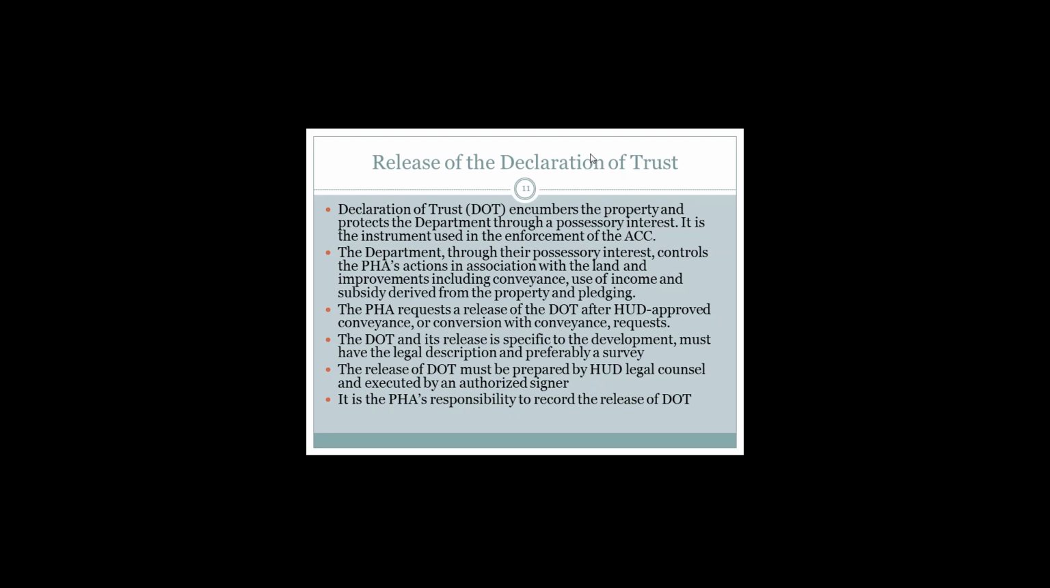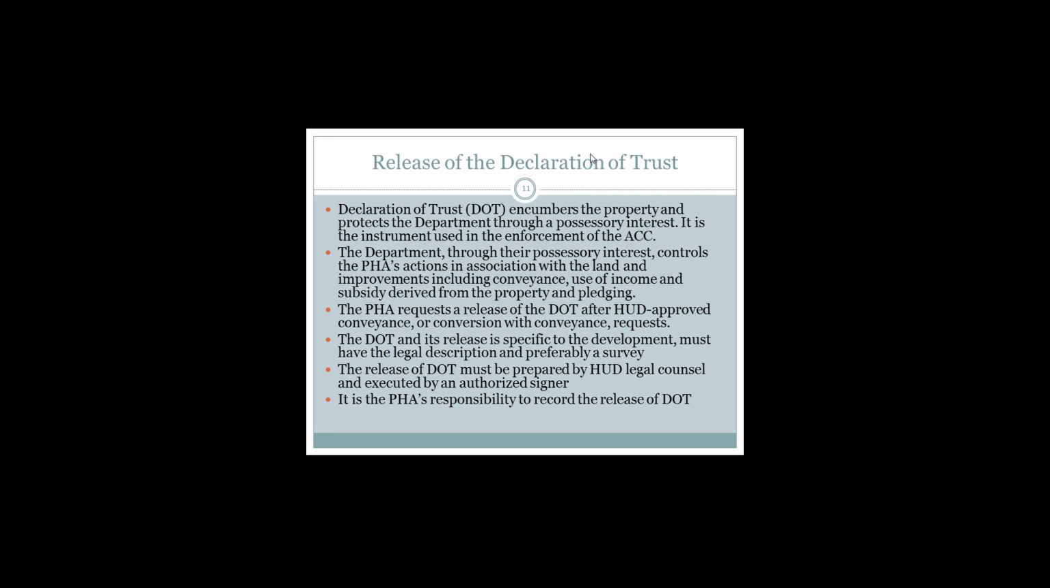We can control their actions. The department, we HUD, we can control their actions. That means that we control not only what they do with the land, but we can control the subsidy they receive and the income they get from tenants. We control all that through the DOT. Very important document for us. We actually study this very much.